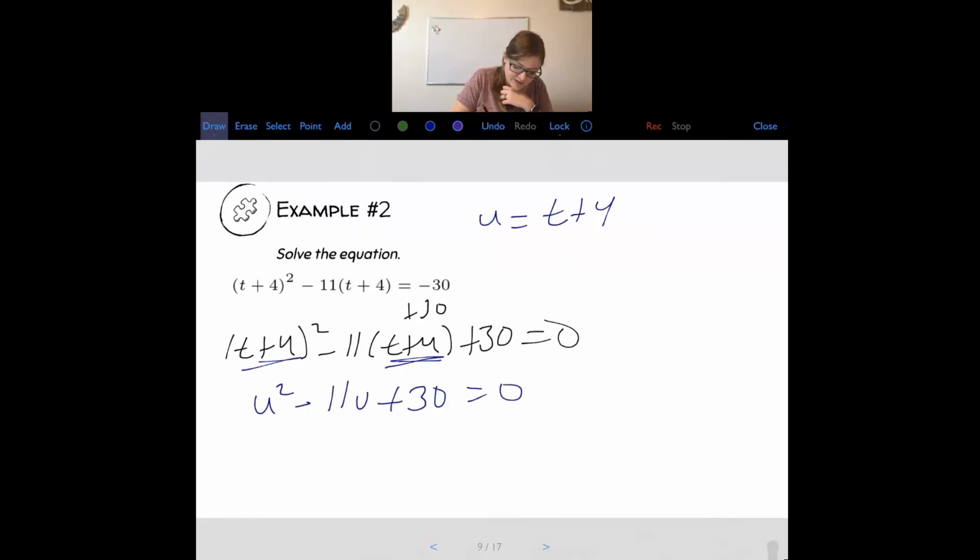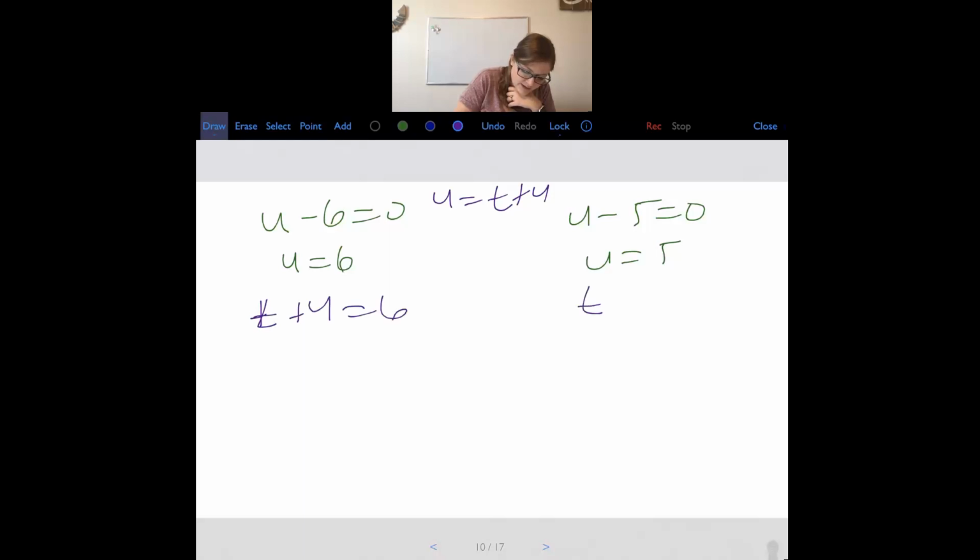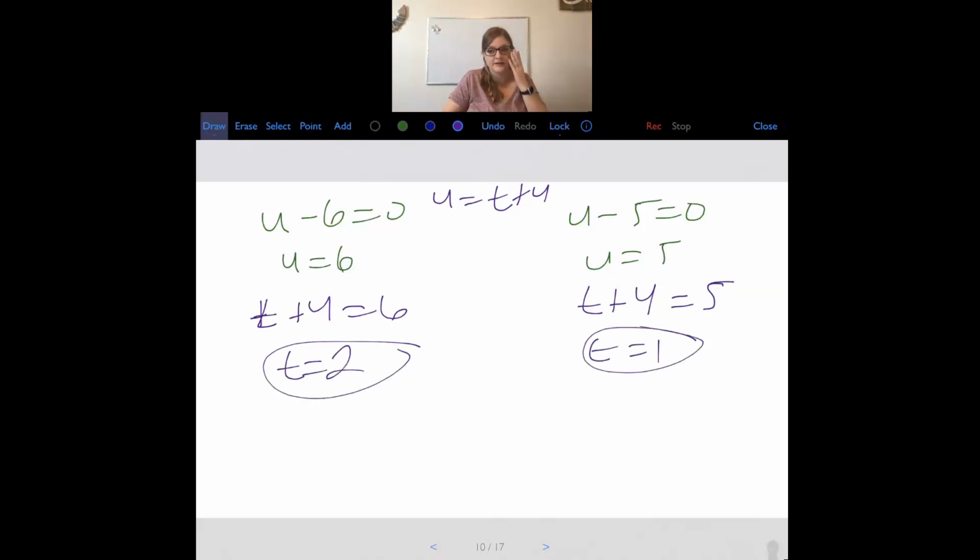So we're looking for two numbers that multiply to 30 and add to negative 11. That's u minus 6 times u minus 5 is equal to 0. And then we solve both of these for u, and we get u minus 6 equals 0, u minus 5 equals 0, so u equals 6 and u equals 5. And again, we made the substitution that u is equal to t plus 4. So now we have t plus 4 is equal to 6, t plus 4 is equal to 5. So we get t is equal to 2 and t is equal to 1. Those would be our 2 answers in this case.